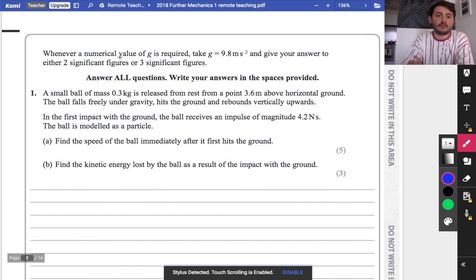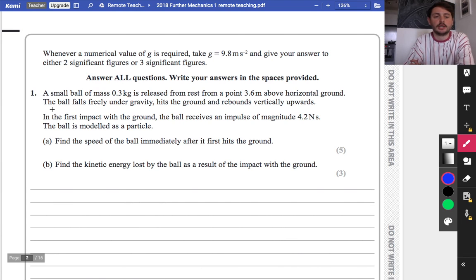It says, whenever you need a numerical value of g, take g as 9.8 and either use 2 or 3 significant figures throughout. A small ball of mass 0.3 kilograms is released from rest from a point 3.6 meters above the horizontal ground. It falls under gravity and hits the ground and rebounds vertically upwards. In the first impact with the ground, the ball receives an impulse of magnitude 4.2 newton seconds. The ball is modelled as a particle. Find the speed of the ball immediately after it first hits the ground.